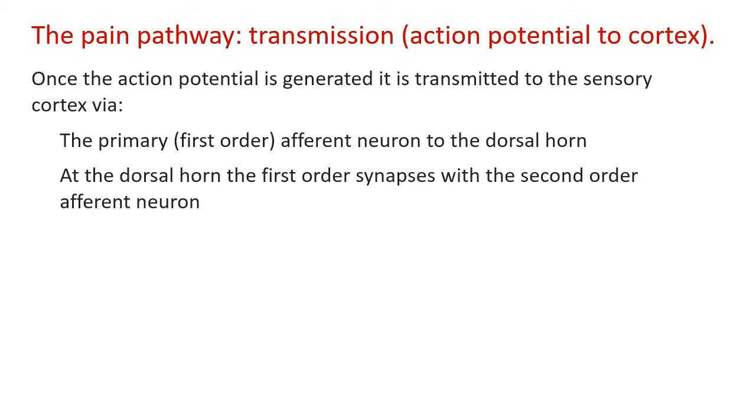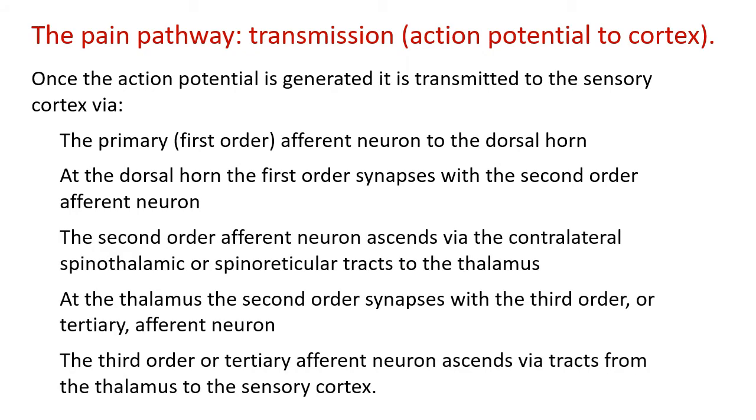As we went through in the video before, this action potential, once it's generated, is transmitted via the primary afferent to the dorsal horn. Here it synapses with a second order afferent. The second order afferent neuron then ascends on the other side via the spinothalamic tract or via the spinoreticular tract, a different parallel tract, up to the thalamus. At the thalamus it synapses with a third order or tertiary afferent neuron to ascend to the sensory cortex.